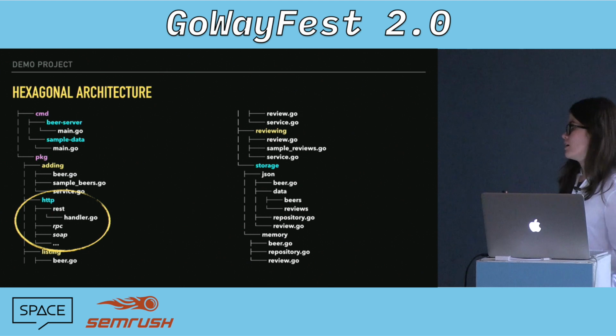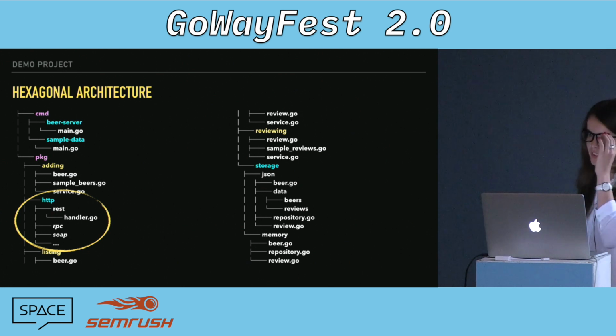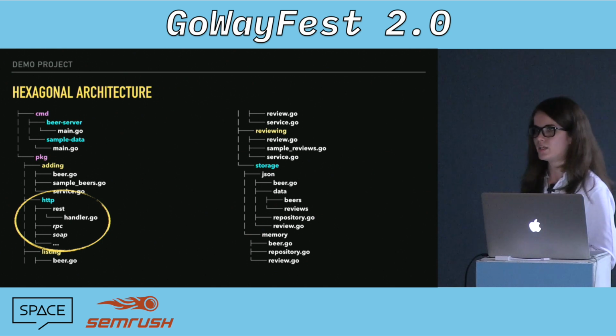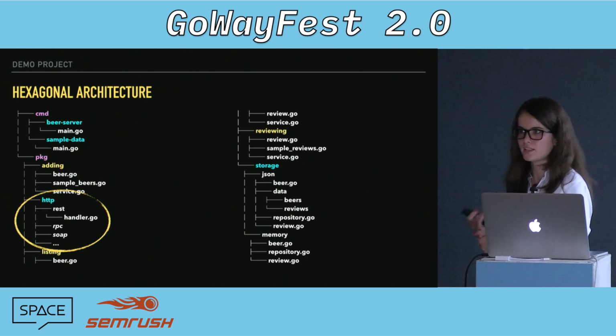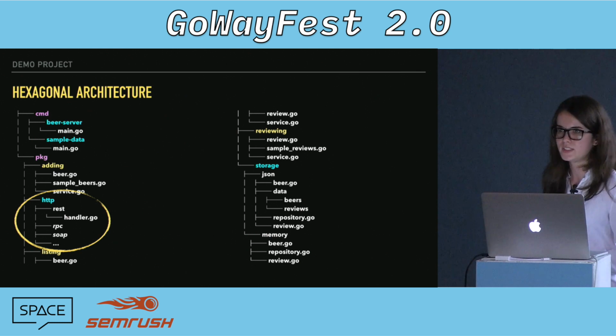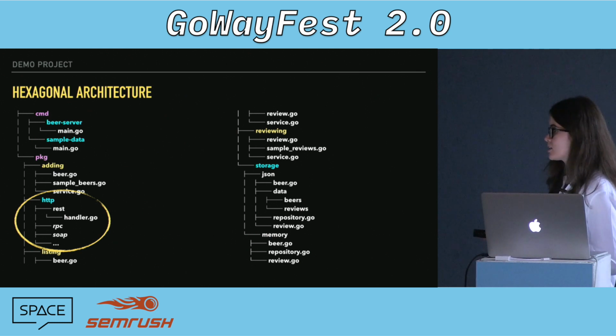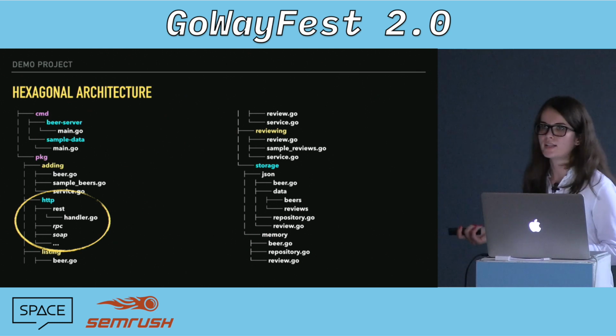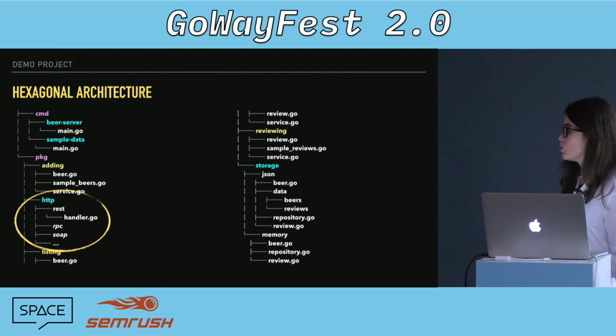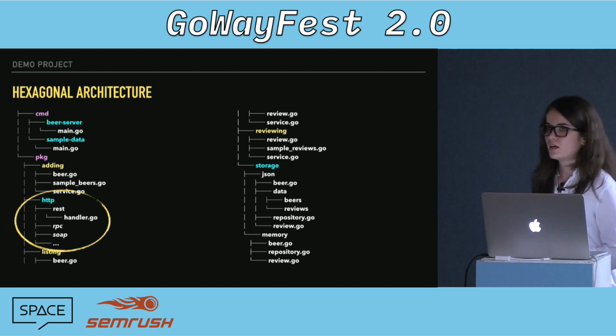And I already mentioned this, but it's really easy to extend the structure. For example, if you wanted to change this API to be a different flavor of HTTP, if you wanted to make it a SOAP API or an RPC API, it's as simple as adding another sub-package here, defining your handlers in a slightly different way. And again, all of these can still use the domain packages, adding, reviewing, and listing, and they don't need to change again.